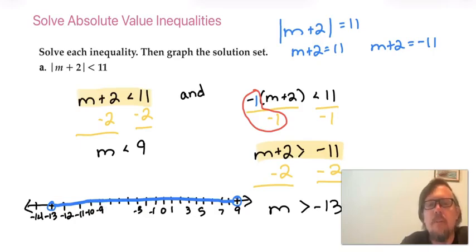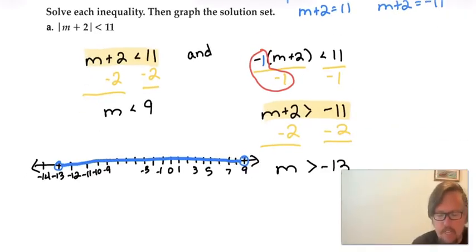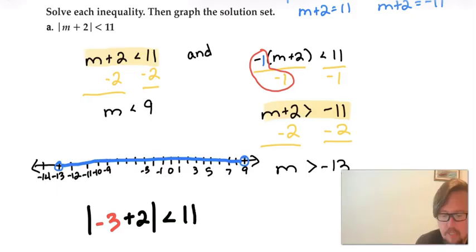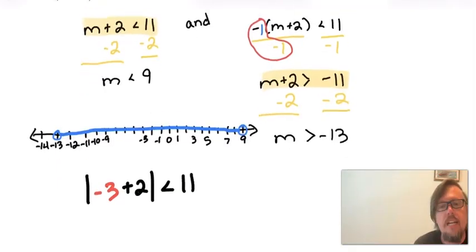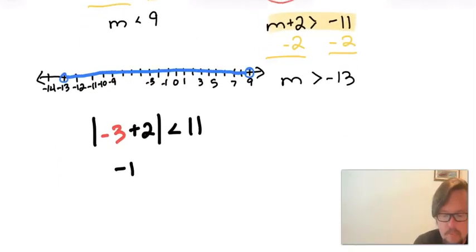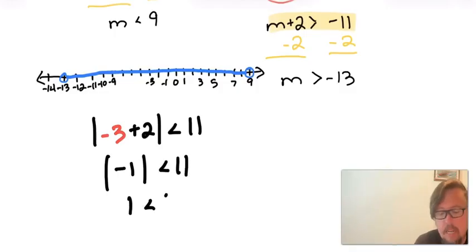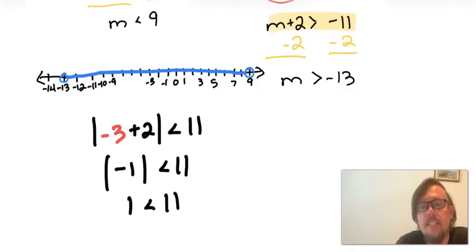So if I pick a random number in the middle, let's say -3, for example. Let's use -3 since that's in there. The absolute value of -3 plus 2 is less than 11 will give me a true statement. -3 plus 2 is -1. The absolute value of -1 is 1, and 1 is, in fact, less than 11. So any number I pick in that range is going to give me a true statement for my inequality, which is why they are all solutions.